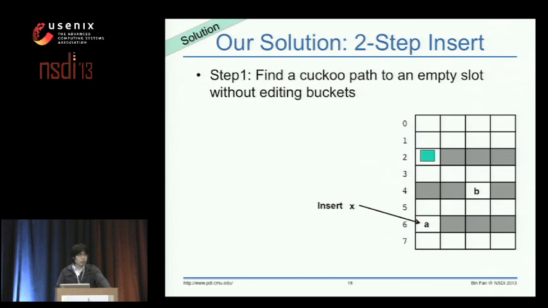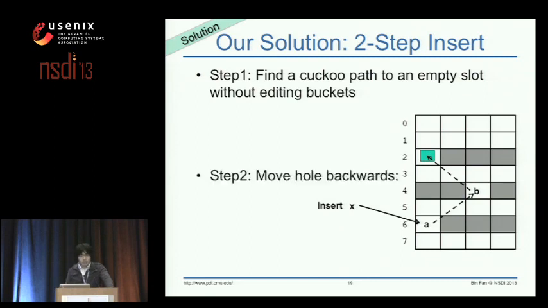As before, without really editing the table, without really kicking out anything, we just mark. We try to kick out A. Imagine we just kick out A, and A will be kicked to bucket 4. In bucket 4, it picks B as the victim. Then imagine you kick out B, and you find bucket 2 is available. So you successfully find a path from one of the buckets for X to an available space. And we call this a cuckoo path.